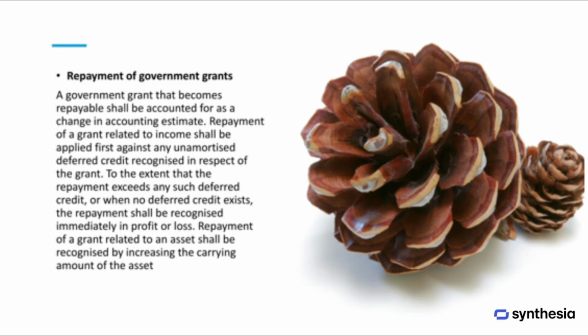When a government grant becomes repayable, it is treated as a change in accounting estimate. If the grant relates to income, any repayment should first be applied against any unamortized deferred income that was recognized for the grant. If the repayment is more than the deferred income, or if no deferred income exists, then the repayment is recognized immediately in profit or loss.